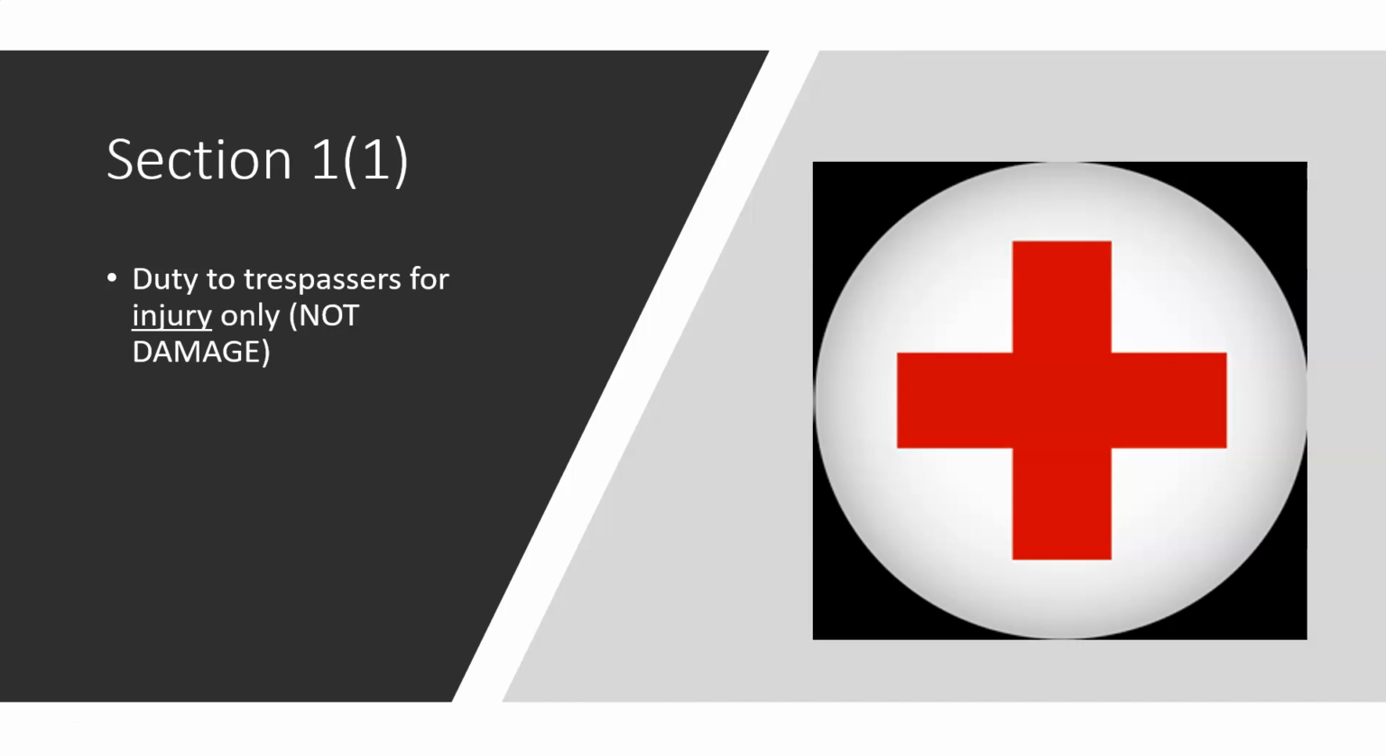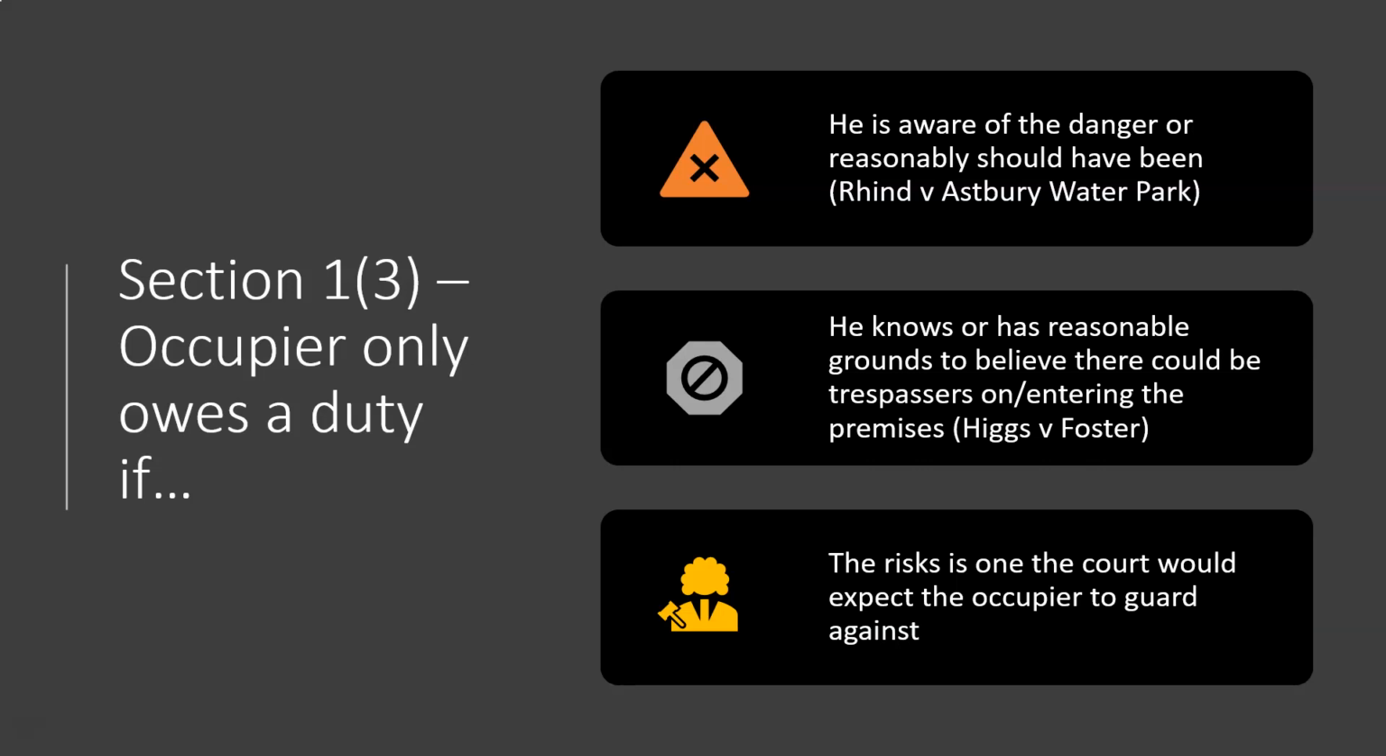Okay, so that's a massively key distinguisher, and you can see obvious reasons why. Essentially you are trespassing, it's your fault, but if you're injured, fair enough. Now there's a test for this. The occupier only owes a duty if they meet these three parts of the test. So only if these three parts of the test are met will the trespasser be able to sue the occupier. So the first one is the occupier is aware of the danger or reasonably should have been.